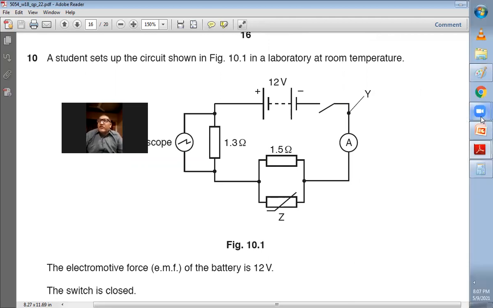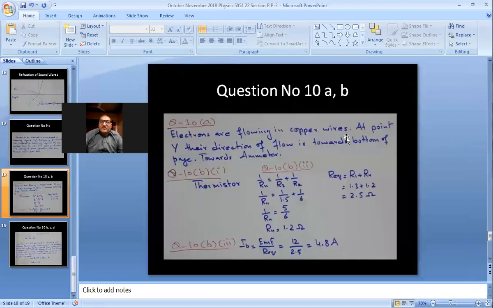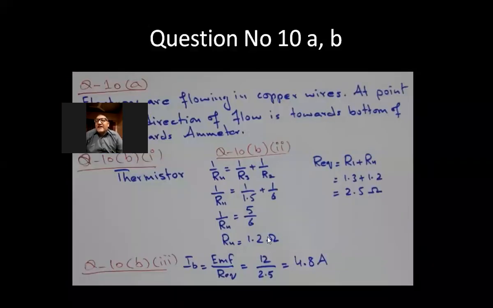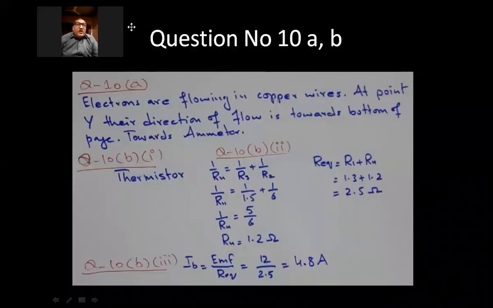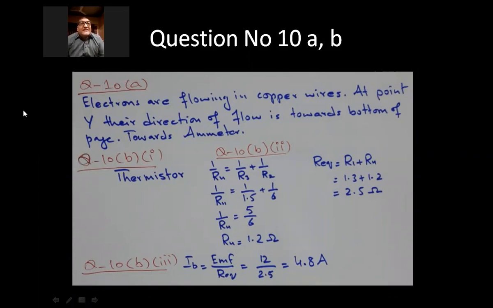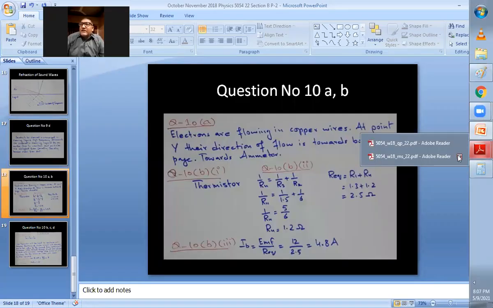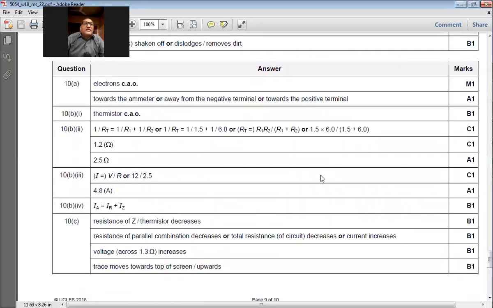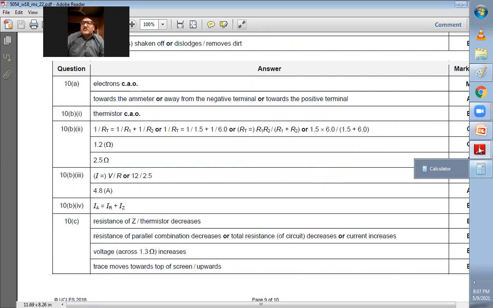So there are many things you can write here. Let me show you my written answer. I have written this. So let me increase the size. Question number 10A part, electrons are flowing in the copper wires at point Y. Their direction of flow is towards the bottom of the page, or you can say towards the ammeter. Or you can say it's from the negative terminal of the battery towards the positive terminal of the battery. So let's check the marking scheme. What the marking scheme has to say, it says electrons towards the ammeter, or away from the negative terminal, or towards the positive terminal.